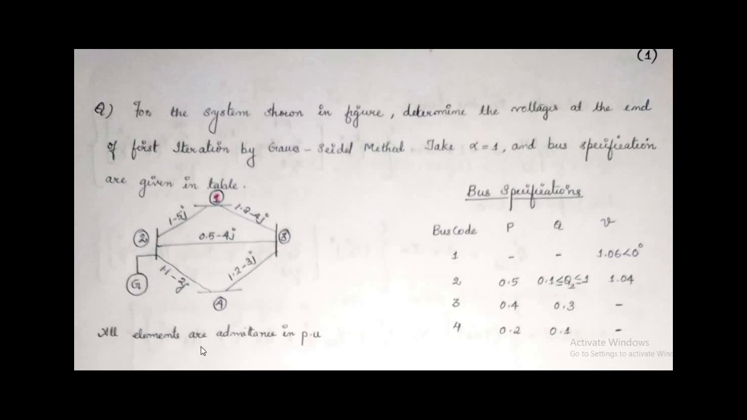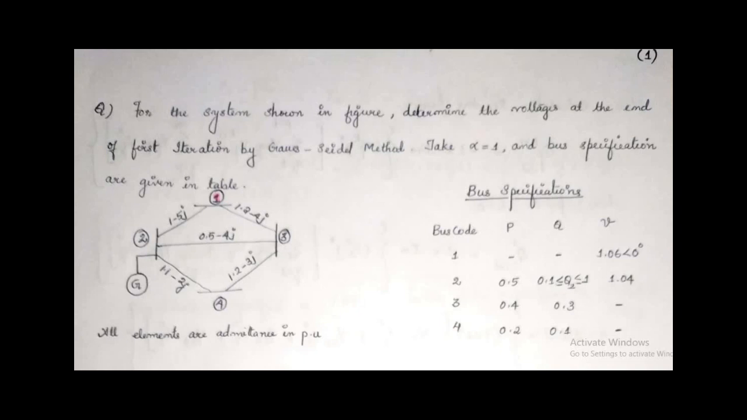But it is also given that all the elements are admittance in per unit. That means this 1 minus 5j, 0.5 minus 4j, etc. are the values in admittance. Okay. And before proceeding with any question in load flow analysis, we have to read the question twice.